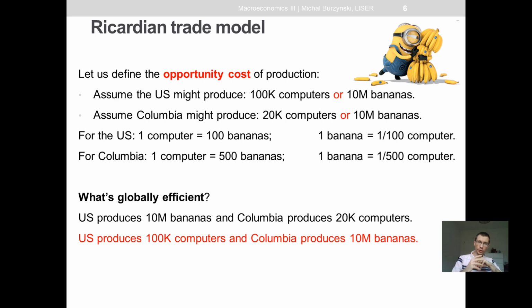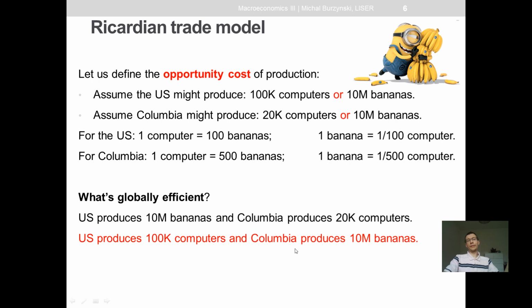So the efficient thing here is to produce bananas in Colombia, with all 10 million resources going into the banana sector, while the US produces only the computer good, or the technologically advanced good, which means that the total supply of goods produced is 100,000 computers and 10 million bananas in total. What is important is that what is efficient here is that both countries are specializing in production. Remember that we could assume that each and every country produces every possible linear combination of those two goods, all right? The same for Colombia. This is still not efficient. What is efficient is that both countries totally specialize in the goods, all right?